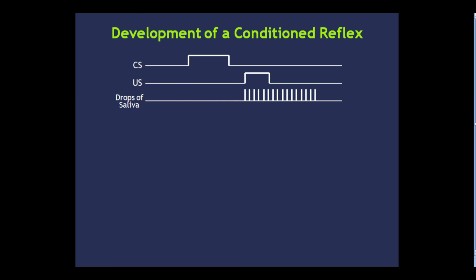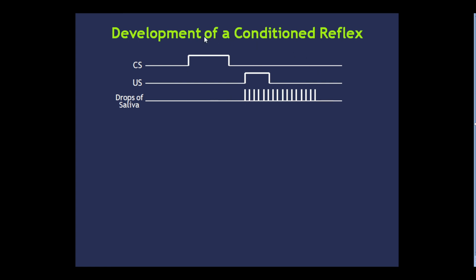So here you can see the scheme of how a conditioned reflex could be developed. You can see this is the conditioned or neutral stimulus, like ringing a bell. As you can see, after ringing a bell, no saliva is produced. But as soon as you give the food, which is the unconditioned stimulus, immediately the dog sees the food, saliva will be produced. And that's a normal reaction.